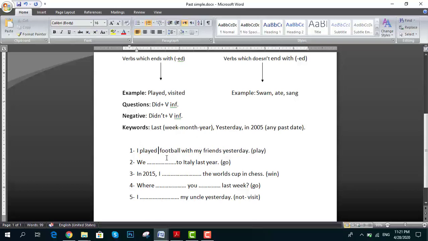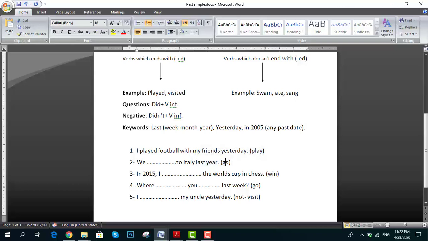I played football with my friends yesterday. We went to Italy last year. We have the verb go. Here, because we're talking about last year, it means this thing happened and finished. So we're talking about past simple.